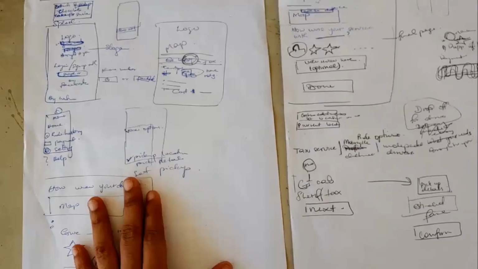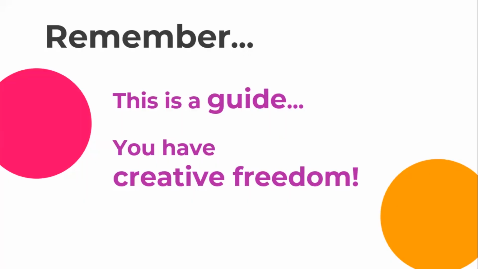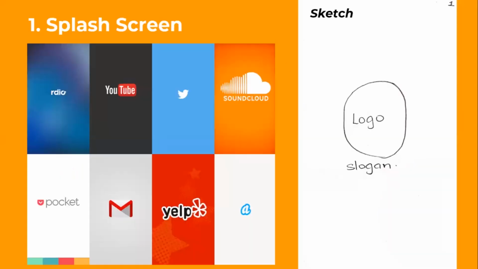Remember that these steps and designs are for you to use as a guide. You are free to be creative to either enhance these designs or create your fresh ideas. The main aim is to design an app that best solves the problem for the user. So the 6 main screens that I sketched are as follows. We'll go through what each screen entails.